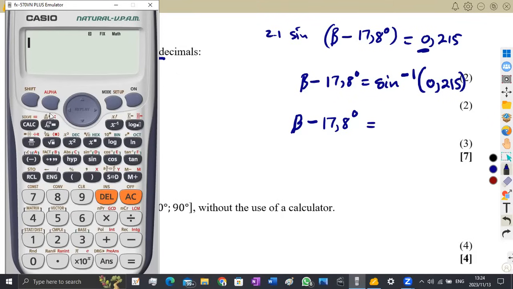All right, so let us find the value of arc sine, which is shift sine like this, 0.215 like this.